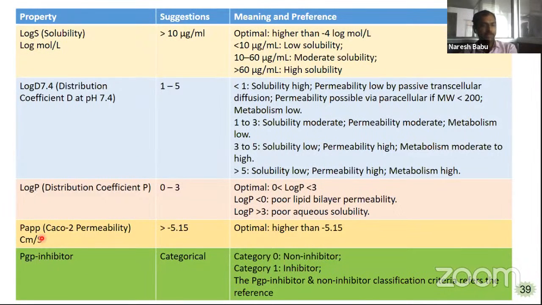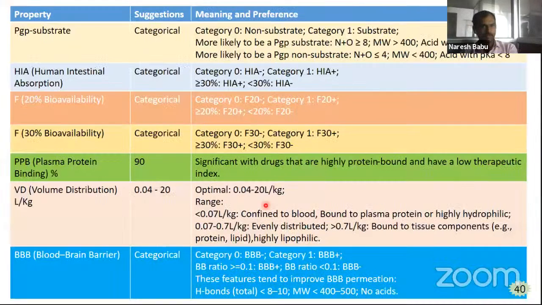And Caco-2 permeability, cell permeability, should be greater than -5.5, which is optimal. And P-glycoprotein inhibitor is categorical. If our compound comes out as 0, that means non-inhibitor, and if it comes out as 1, it is an inhibitor. And P-gp substrate is categorized the same way: 0 means it is a non-substrate, and 1 means it is a substrate.